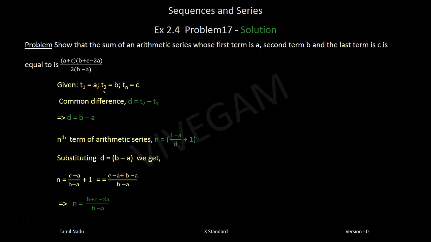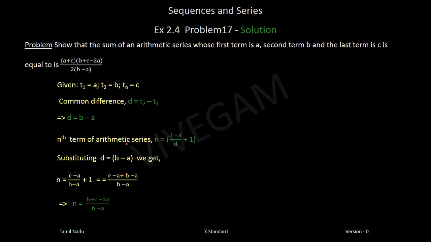Given t1 equal to a, t2 equal to b, and tn, that is the nth term, or L, equal to c. What's the common difference? d is t2 minus t1. So d will be equal to, in this case, t2 is b, t1 is a, so b minus a.